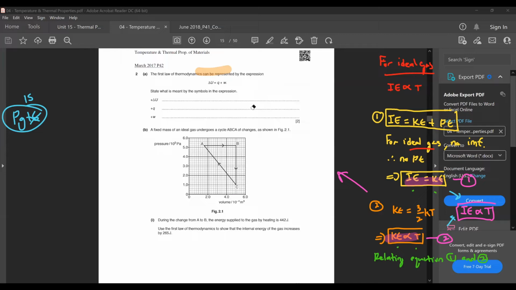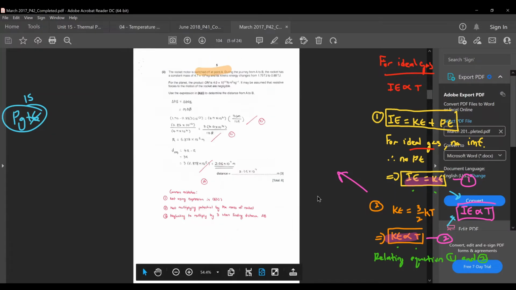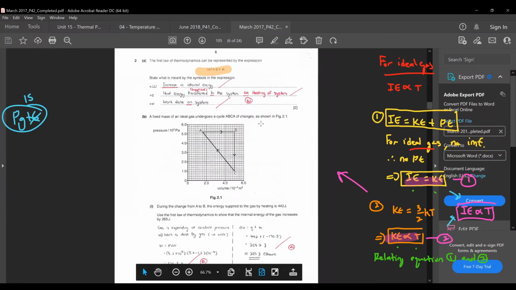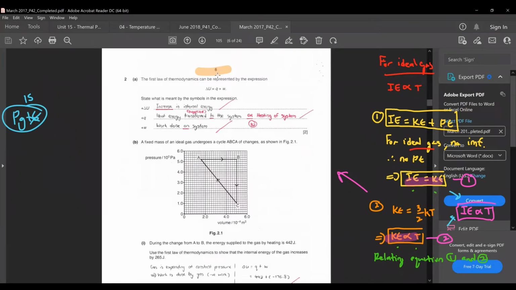Okay, this one is talking about March 17 P42. Let me just go to March 17 P42. Okay, so here they tell you one thing. Let me just erase something here. Okay, sorry.